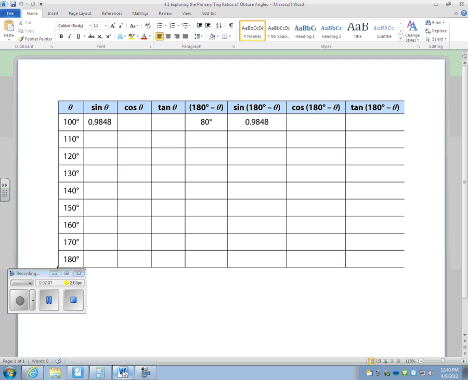You'll also need a calculator. It needs to be in degrees rather than radians. It has to be a scientific calculator as well.